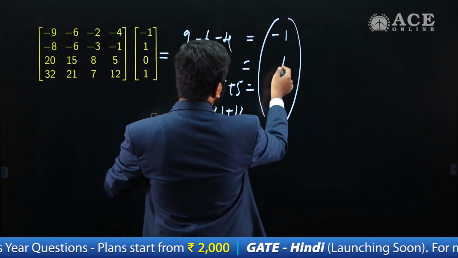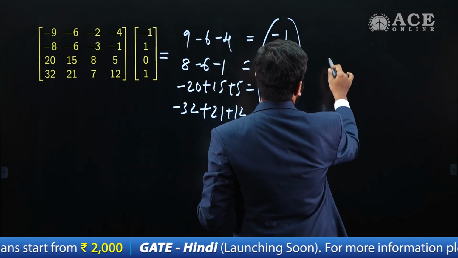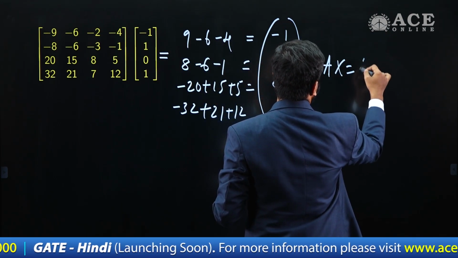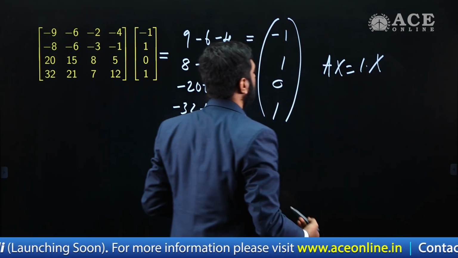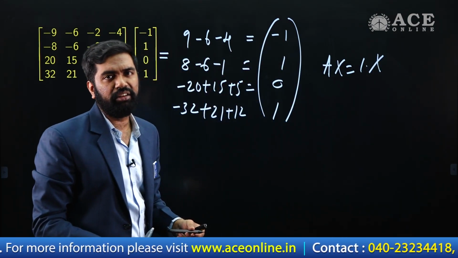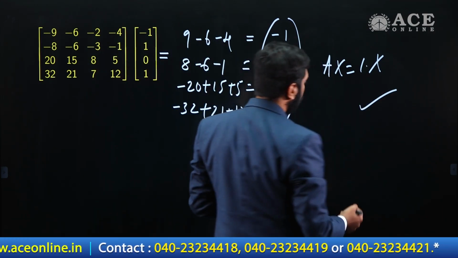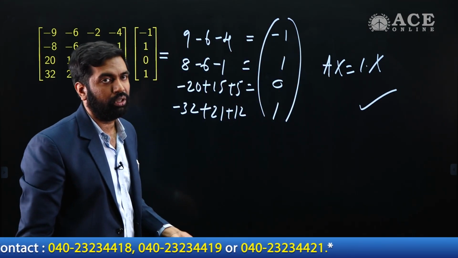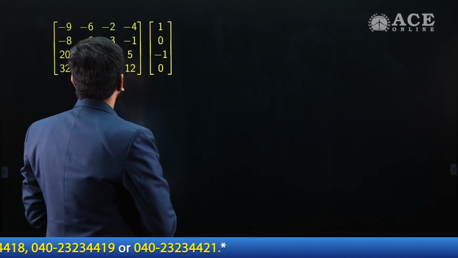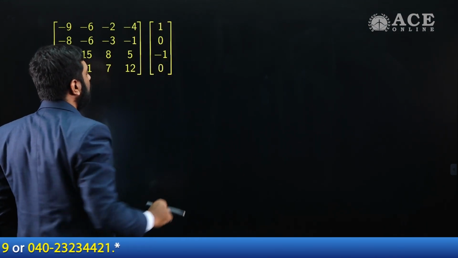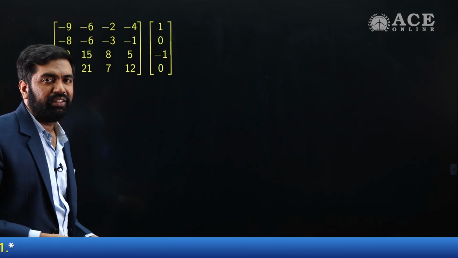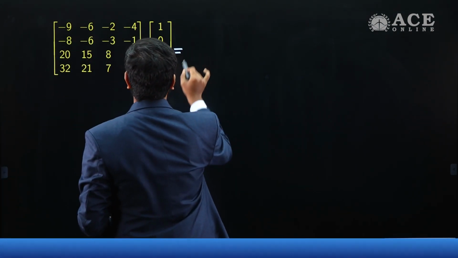Now, when I compare this with this, AX is giving me 1 times X. That means clearly X is our eigenvector for the given matrix. See, option A is okay. No issue with option A. Option A is right actually. Let's verify option B. I have taken the second vector given in option B, again the same thing, that is AX. Let's see what happens.